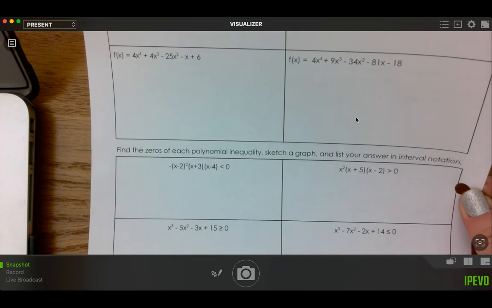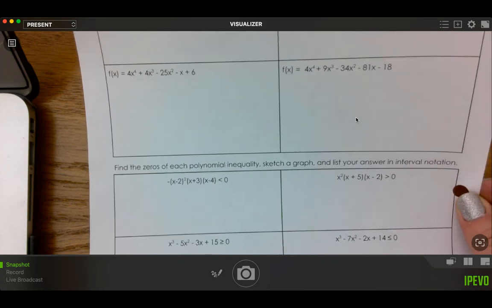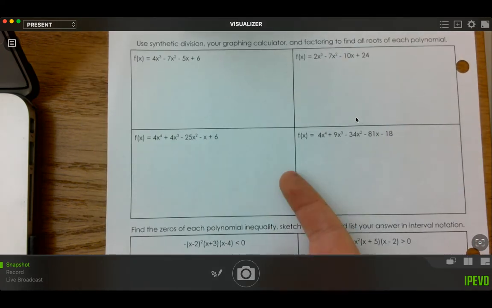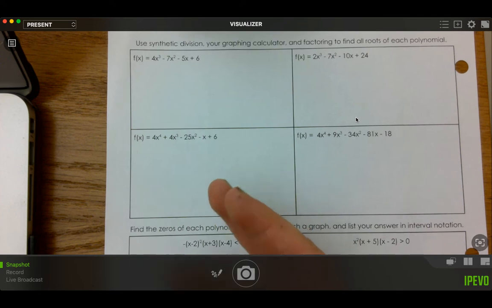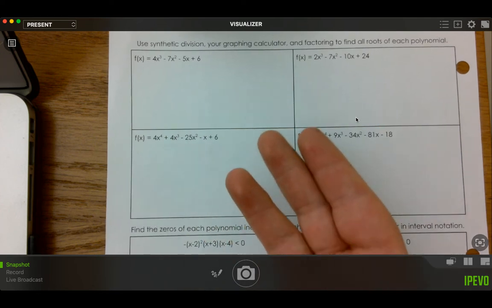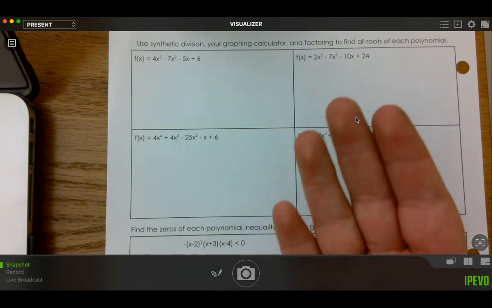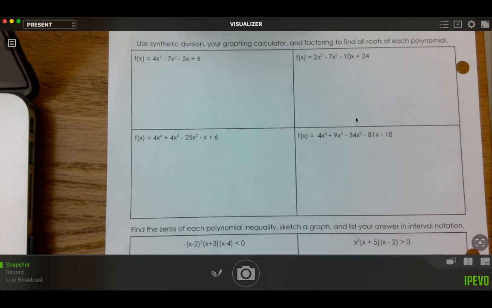And then down here at the bottom, finding polynomial inequalities. So factoring if there's a number in front, division and all of its synthetic division and all of its extensions, finding the rest of the zeros after synthetic division by factoring, and polynomial inequalities.